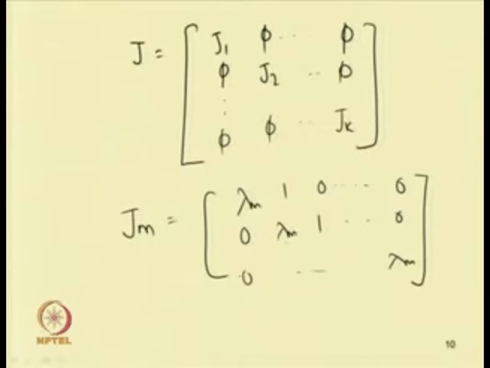For example, on the diagonal we have lambda m, and just above that we have a term that is 1. So, this J m matrix is not diagonal, as the entry is 1 just above the diagonal terms. Here we are assuming that we have k distinct eigenvalues, and let us also assume that the multiplicity of the mth eigenvalue lambda m is n m.